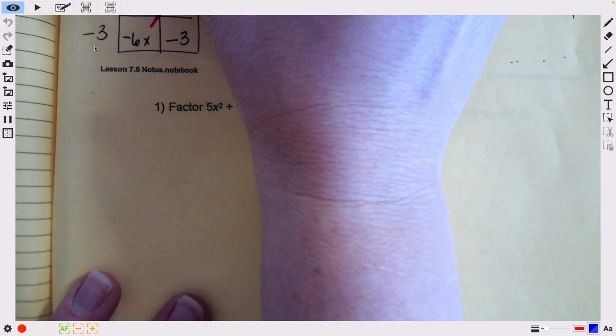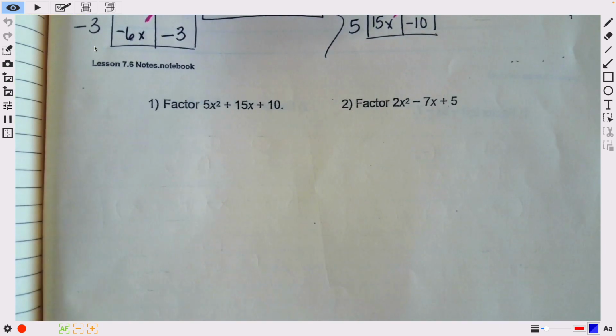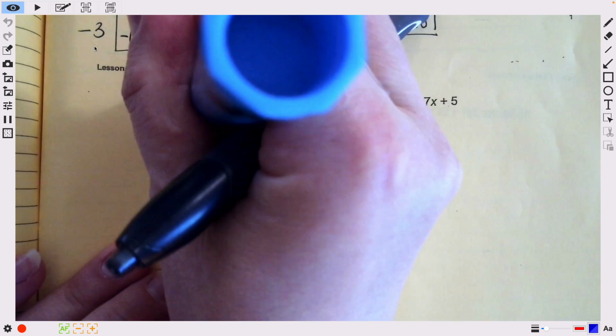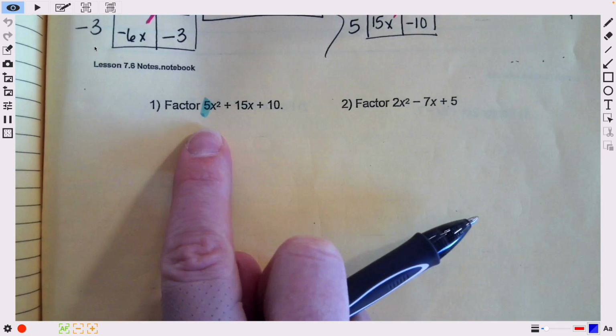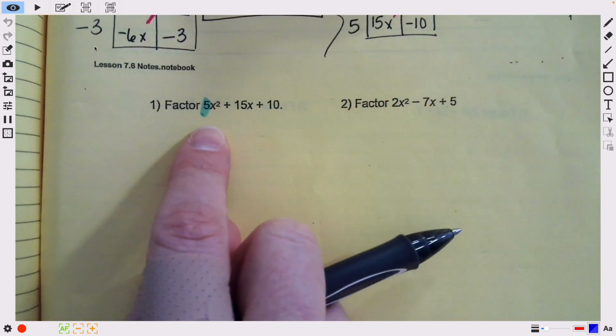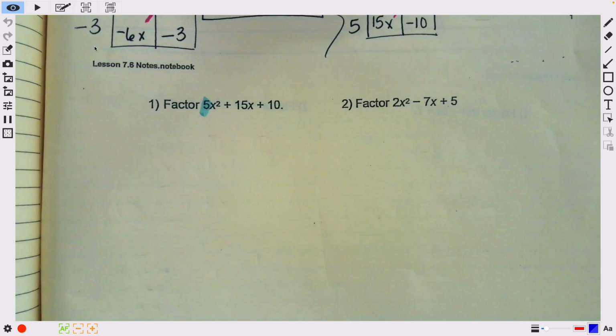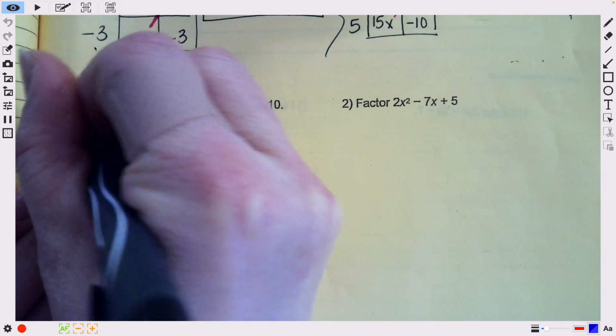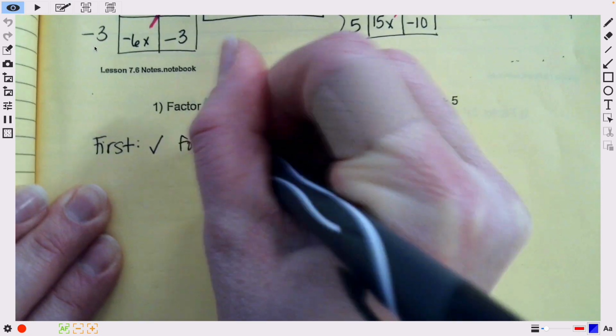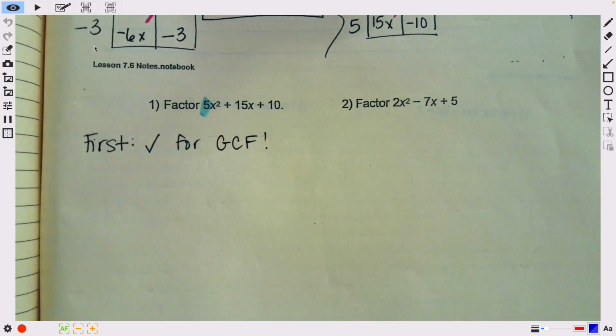Now, before we even get there, sometimes if your leading coefficient is not 1, so again, when I say the words leading coefficient, I am talking about that number in front of the x squared. When it is not a 1, the first thing you should always do is check to see if a greatest common factor can be factored out. Always do that first, just to make sure. Because if you can factor a greatest common factor out and you can make it a 1, oh my gosh, that's going to make our life so much easier.